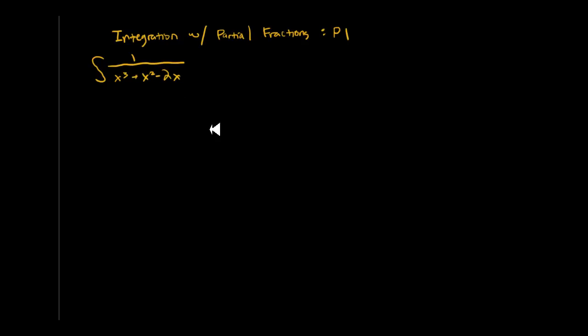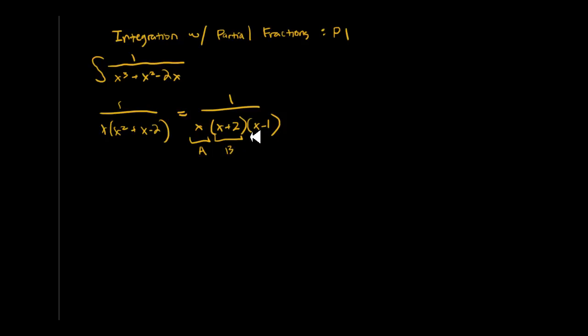So why don't we factor out x first? I'm going to ignore the integral sign later and then come back to it. So x squared plus x minus 2 equals x plus 2 times x minus 1. Yeah, I just factored it out. Now that I have 3 components, let's label these A, B, and C.